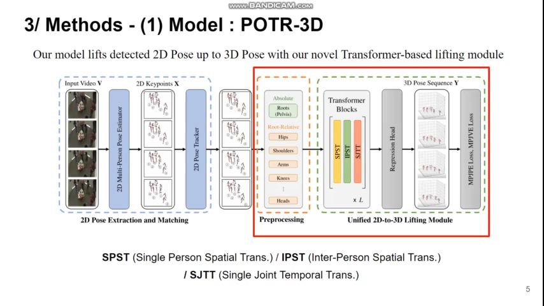After pre-processing, the joints are embedded and fed into the repeated three different types of transformers, where each of them is designed to model a specific relationship between different body key points. SPST and SJTT for modeling spatial and temporal relationships, and IPST for interpersonal relationships, which is also related to occlusions. Here, we simultaneously estimate the absolute position of the root joint and the relative positions of others. This is why we refer to our lifting module with the keyword unified. Finally, we apply two loss functions, MPJPE loss for accuracy and MPJVE loss for smoothness.